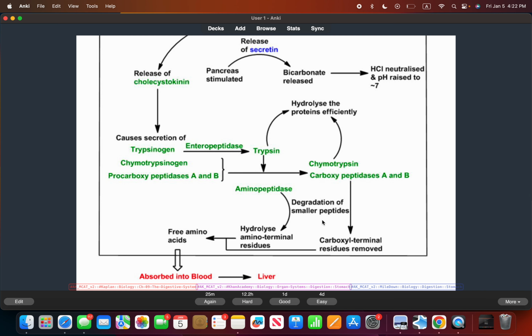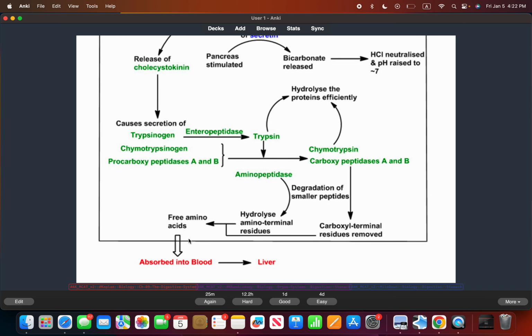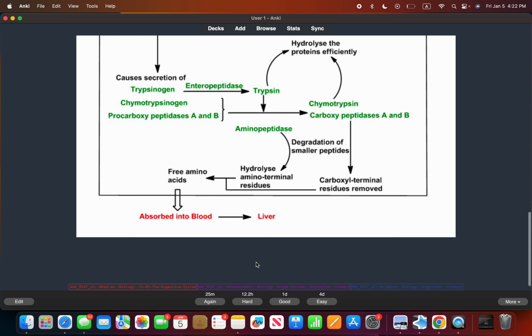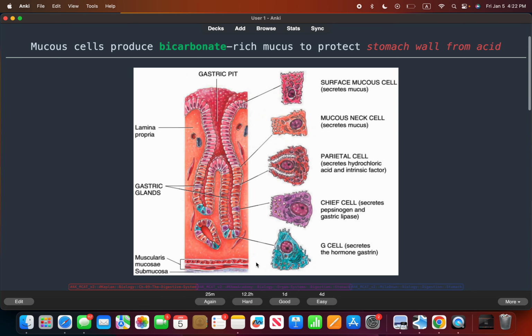This is a degradation of smaller peptides, and aminopeptidase is used to hydrolyze amino terminal residues, and then we have free amino acids that are absorbed into the blood and eventually go to our liver. That's why if we digest too much protein, then we will have an enormous storage of proteins in our liver, and that can damage the liver, right?